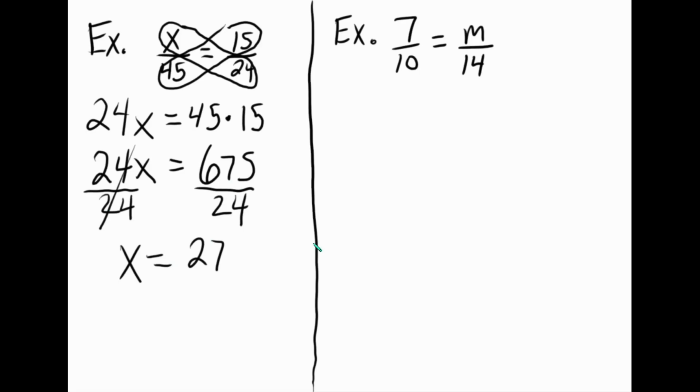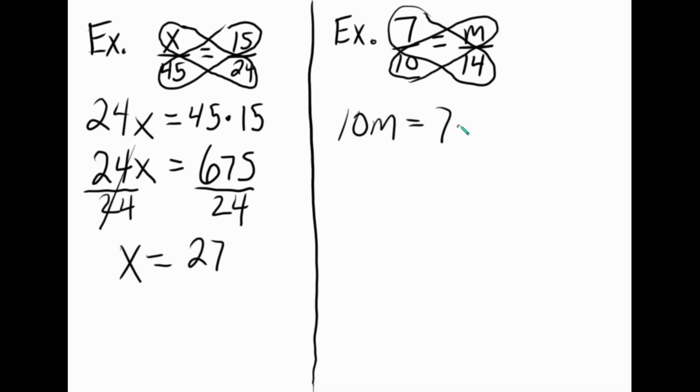If you would like to pause the video at this time and try the next example, you can. If not, just follow along with me. So next, we're going to take a look at another example. So I want to solve for my value of m. What is going to be my solution for m? So I'm going to apply my cross multiplication. I'm going to do 10 times m, which can just be rewritten as 10m. But then I also want to multiply 7 times 14.